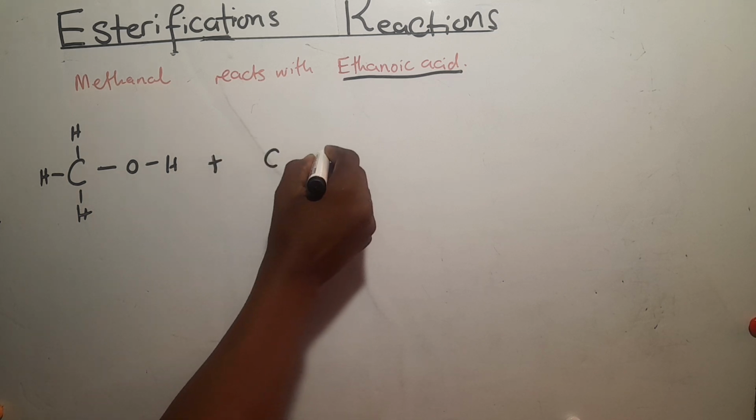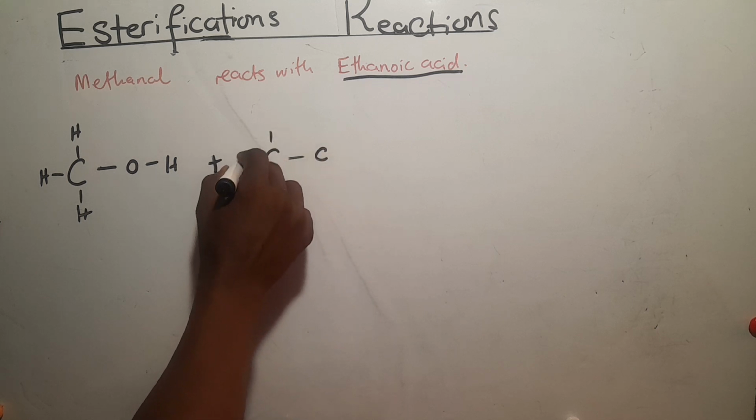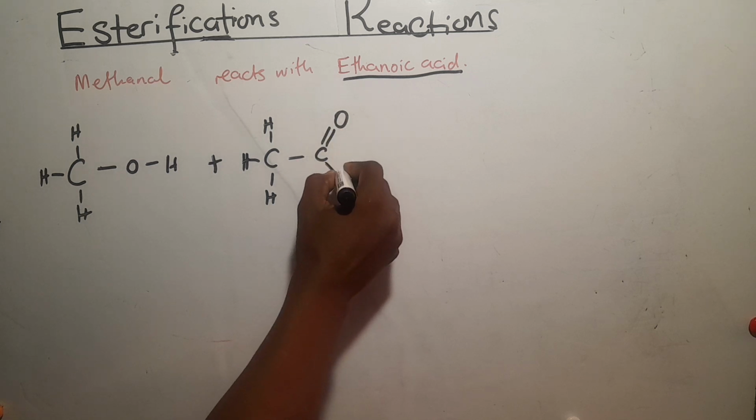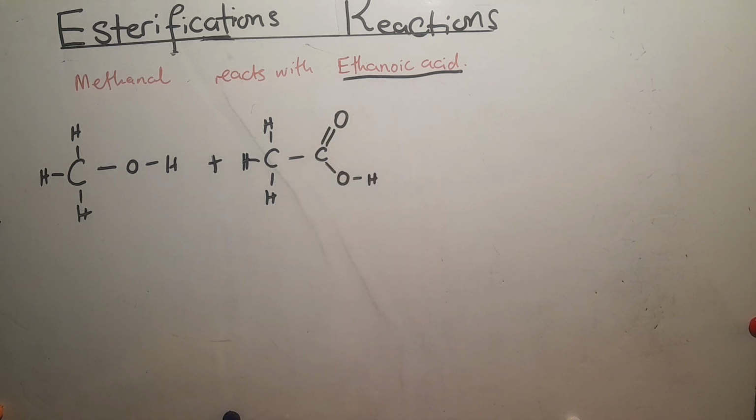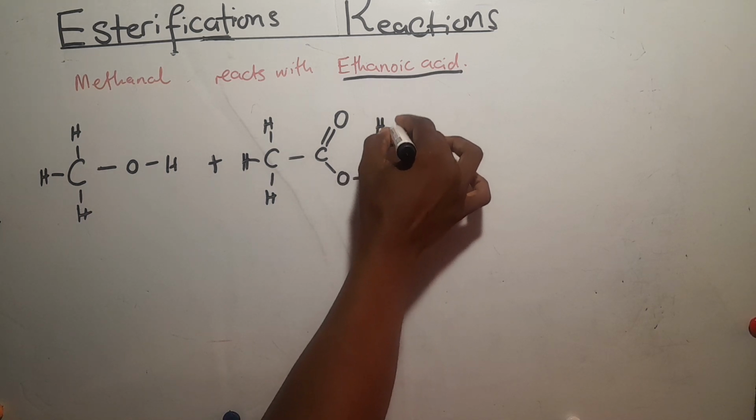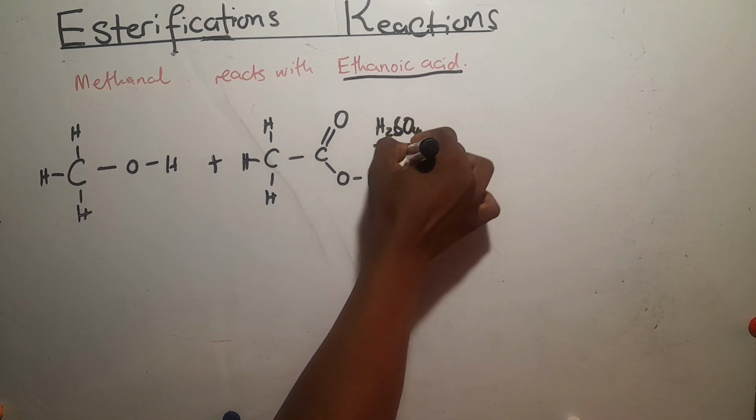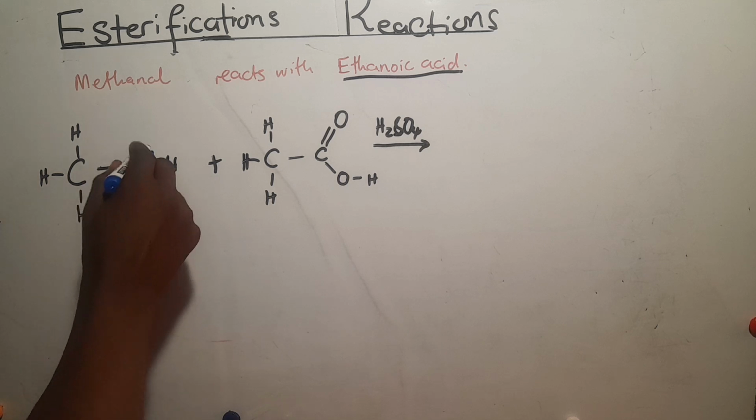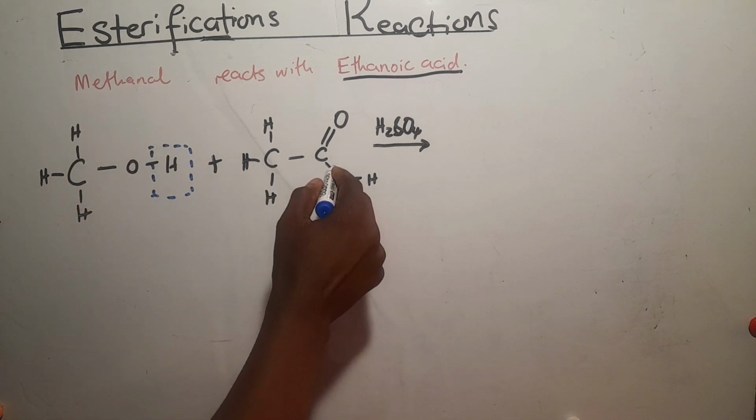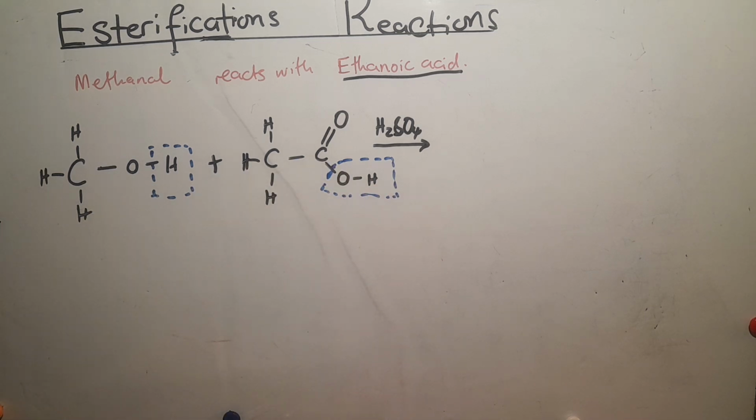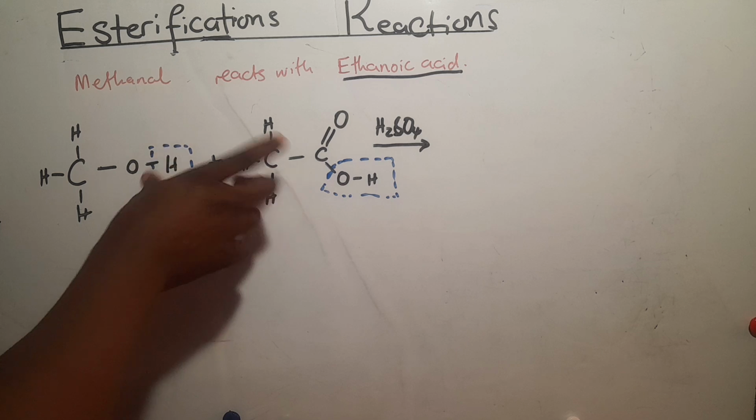So ethanoic acid, it is 2 carbon atoms there, and we can have a double bond O, and we can have O with H there. So when this and this react, they will react under what? Sulfuric acid. So don't leave out this whenever you are having a question. So like I said in the previous section, this H is going to take this OH from this carboxylic acid and they'll form water, right? So now, what will happen between these two now?